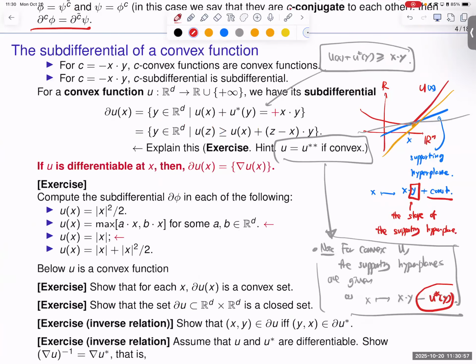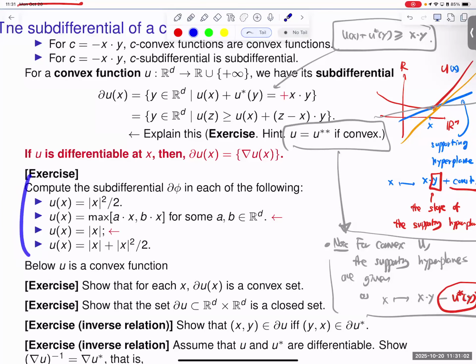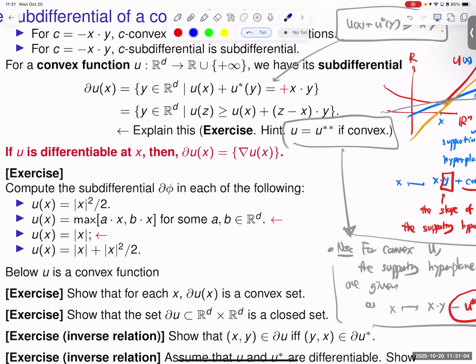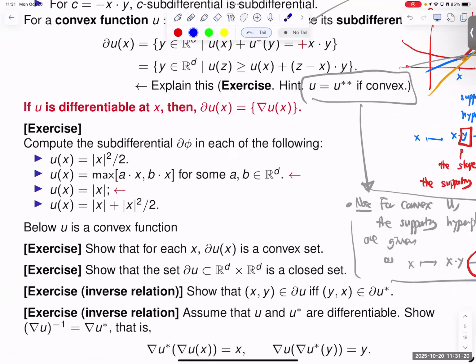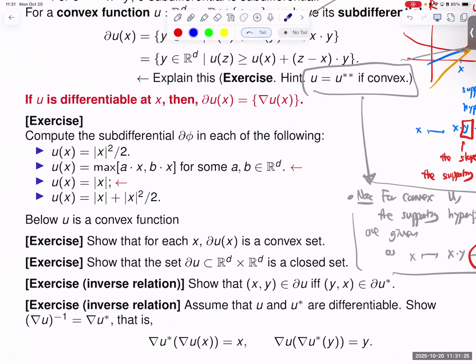And there are many examples where you can compute the subdifferential. When you compute it, of course, intuitively it's much easier to use the definition that the subdifferential is nothing but the slopes of supporting hyperplanes. Then you can easily compute the subdifferentials of these functions. You can also easily prove, using either of these definitions, that the subdifferential of a convex function at a point is a convex set itself.